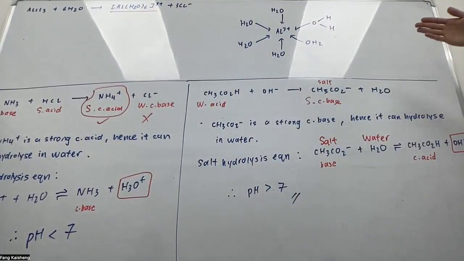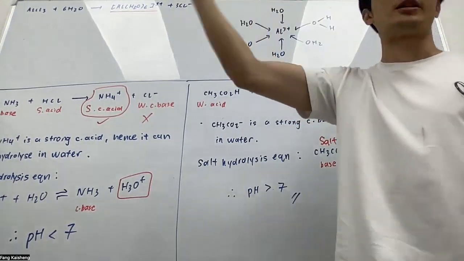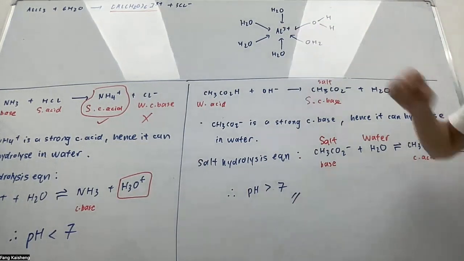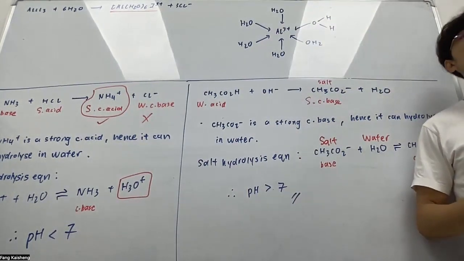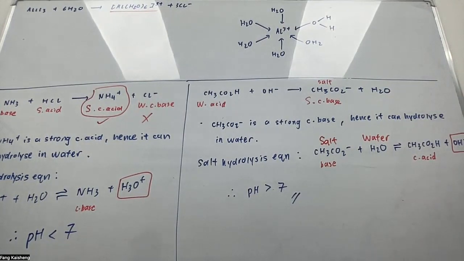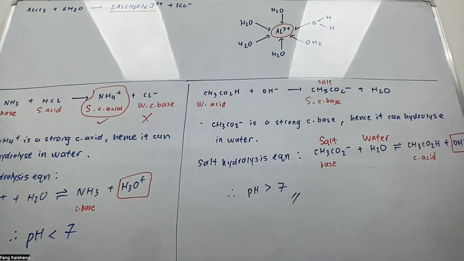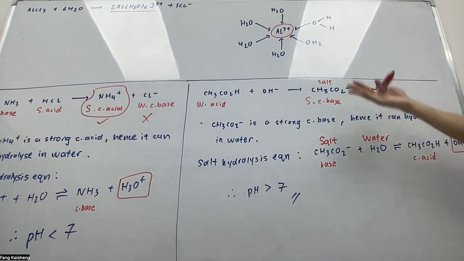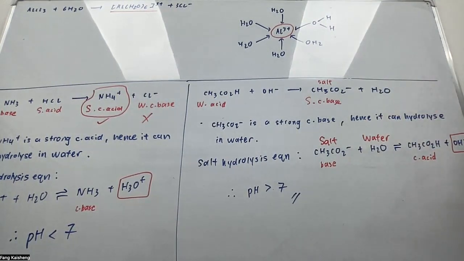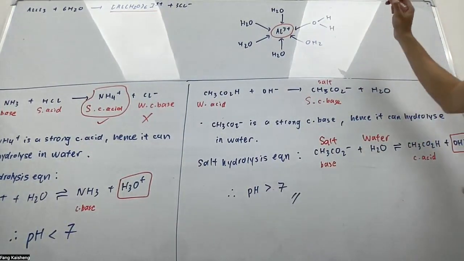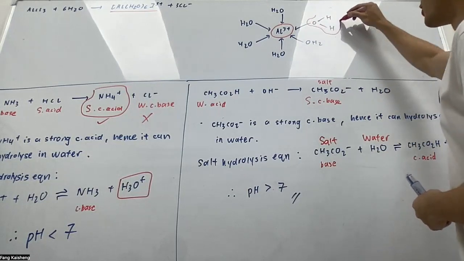Why can aluminium accept so many lone pairs? Because you can expand the octet. But what I'm trying to explain here is this Al3+ has very high what? High charge density. If you have a very high charge density, let me show you what's happening. It will polarize what? There's only water, so you can only polarize the electron cloud. You don't polarize water, that doesn't make any sense. Let's focus on one water molecule on the right. It's going to polarize this electron cloud.